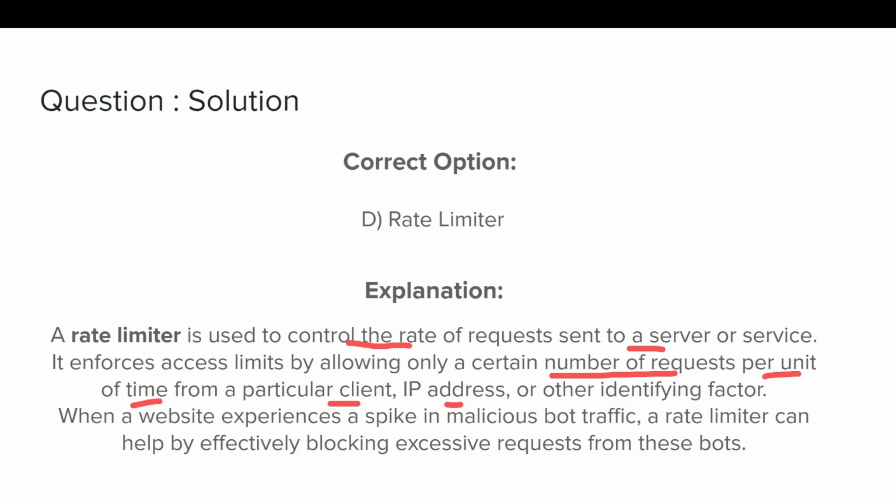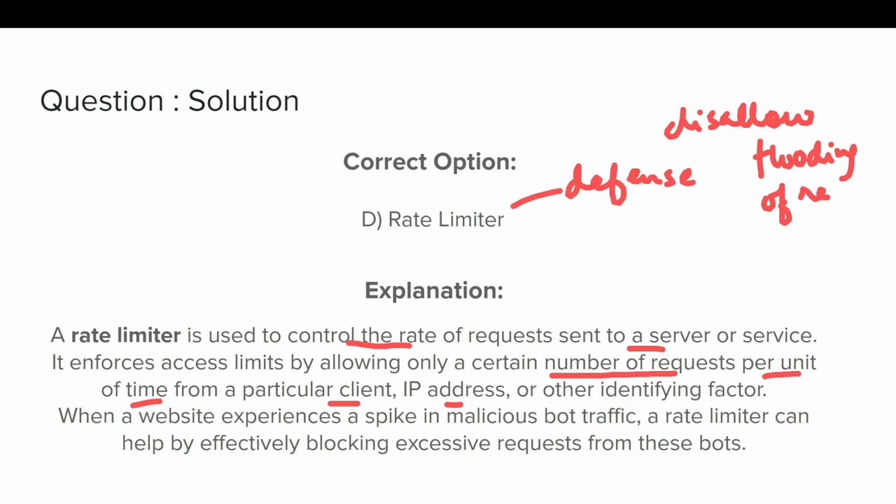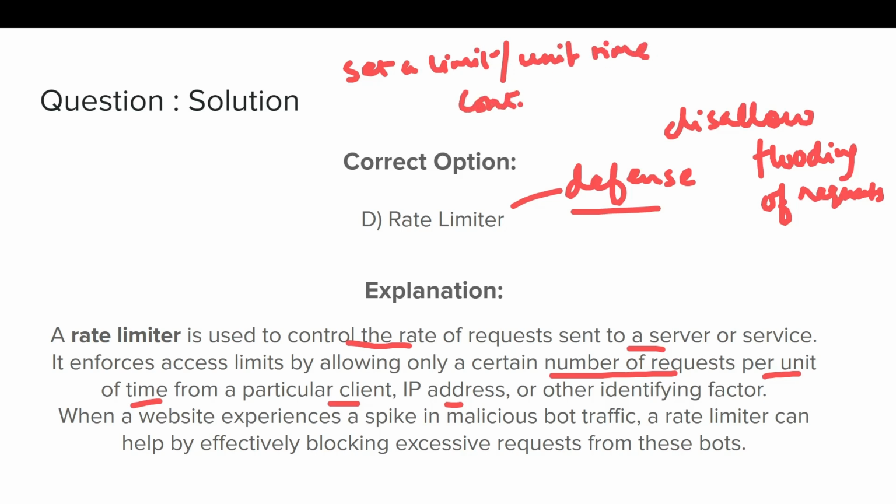Okay. So you can think of it like a defense mechanism in case of your application or your server, which is going to disallow the flooding of requests. That is what we want to prevent, the malicious bot attack. Why is this like a defense? It is trying to set a limit per unit time, and thus control the data flow. So you have to understand, it is like a defense mechanism acting like a guard, setting a limit for the number of requests per unit time, so that the data flow can be controlled.